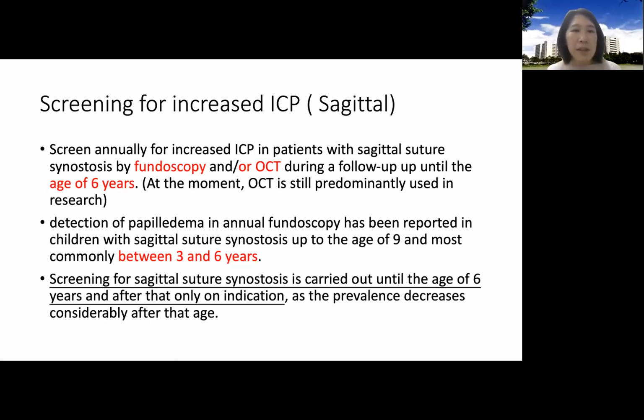They found that the detection of papilledema has a higher incidence between the age of 3 to 6 years. So you should do fundoscopy or OCT until the age of 6. And after 6 years, the prevalence is quite low. So after 6 years, you still need to follow up. However, you probably don't need to do the fundoscopy.